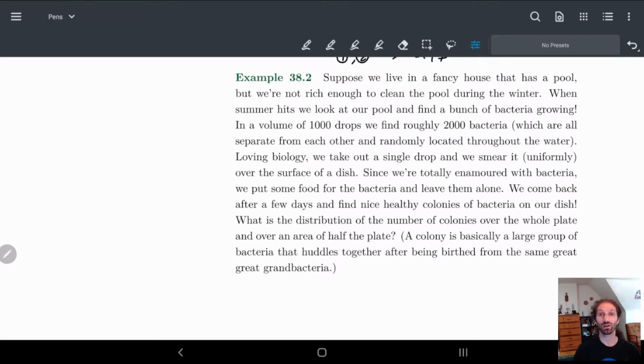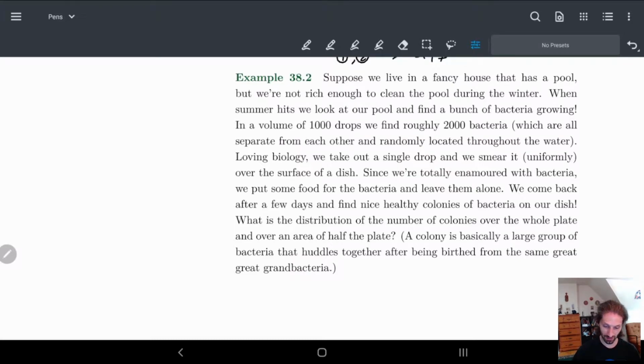Hiya! So in this video, we're going to go over an example of a Poisson scatter. A Poisson random scatter, I guess technically. Okay, so let's look at this.